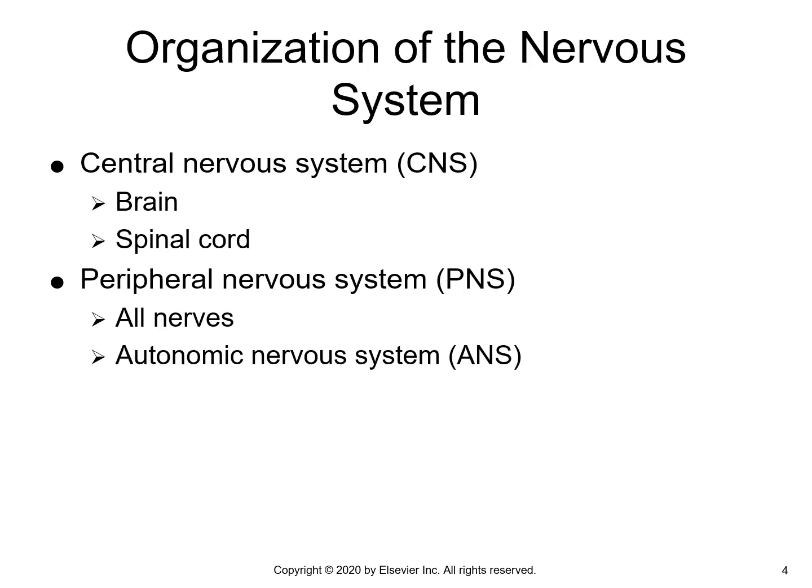The organization of the nervous system. There's the central nervous system, which houses the brain and spinal cord, and then there's the peripheral nervous system, which is PNS, and that's all the nerves, and the autonomic nervous system, which is abbreviated ANS.